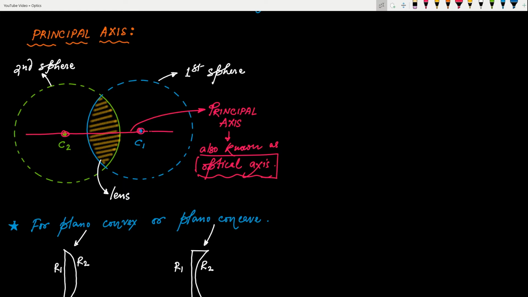So if the principal axis is the line joining the two centers of the lens, then how to draw the principal axis of a plano-concave or plano-convex lens? Because we know that for plano-convex or plano-concave, there are no two centers, because one of the surfaces is actually a plane surface, and we know that a plane surface doesn't have a center. Then how to draw the principal axis for a plano-convex or plano-concave lens? So let's see how to draw that.